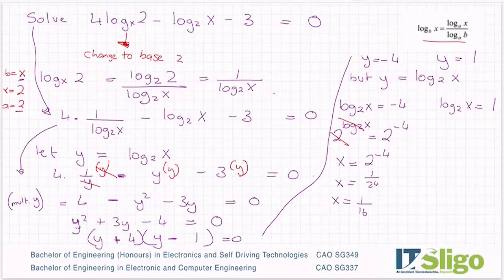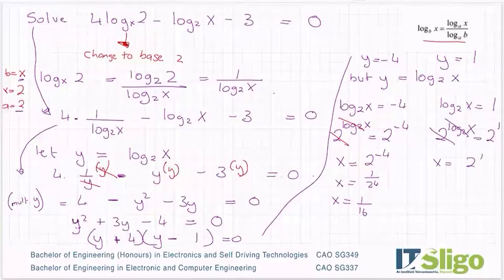You do the same to this side. I'm going to raise everything to the base 2 again. I got that base number from here, so I'm matching my bases to it. And what I do to one side, I do to the other. So x is equal to 2 to the power of 1 here, x is equal to 2.